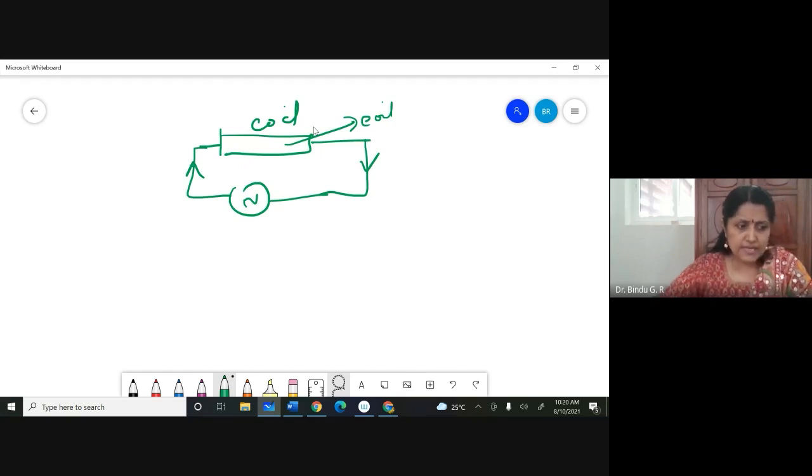So today, what we are going to learn is to quantify the ability of a circuit to fight the magnetic flux produced in that circuit itself.